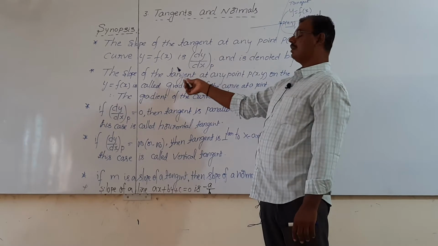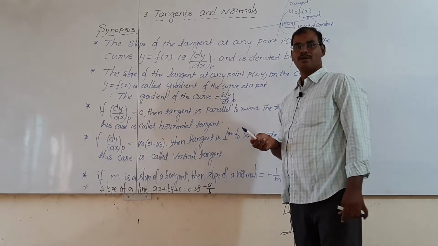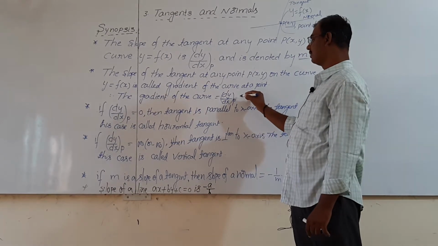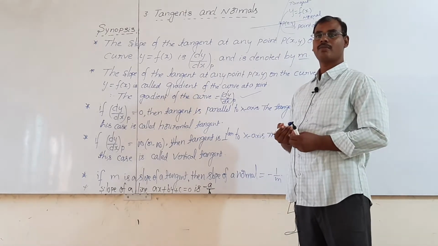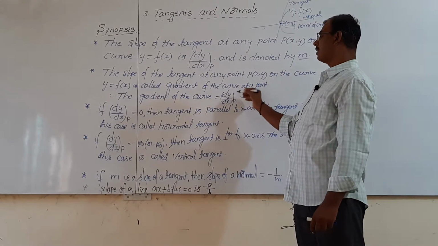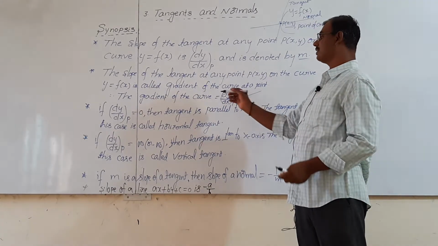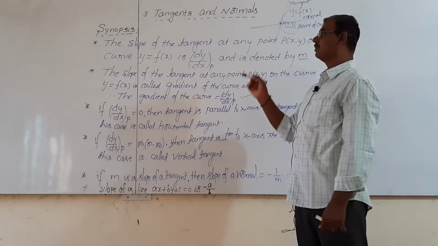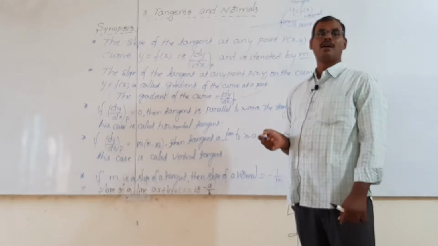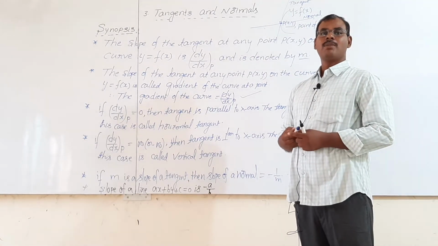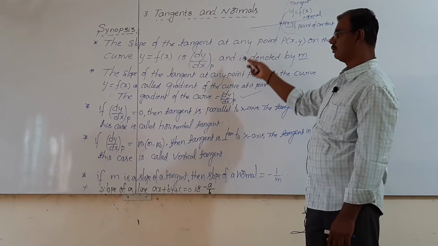And also the slope of the tangent line at any point on the curve y is equal to f of x is also called the gradient of the curve. So, the gradient of the curve is equal to the slope of a tangent. Remember, this is another name. Okay, now students, I hope that you understand these 2 points.